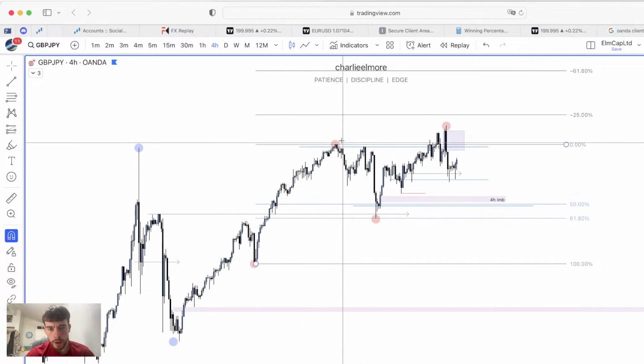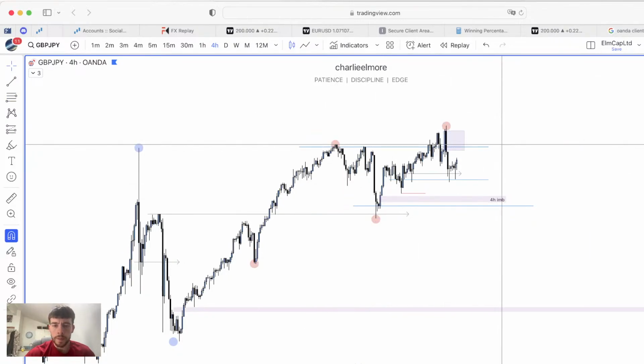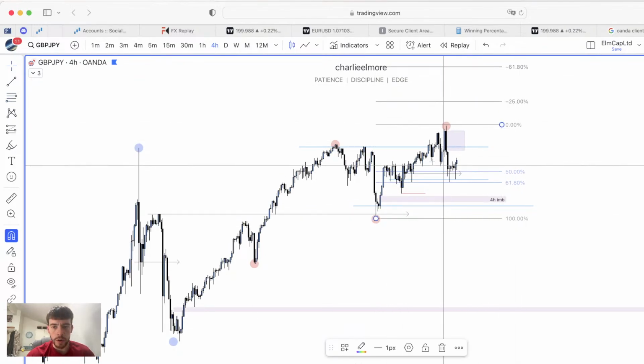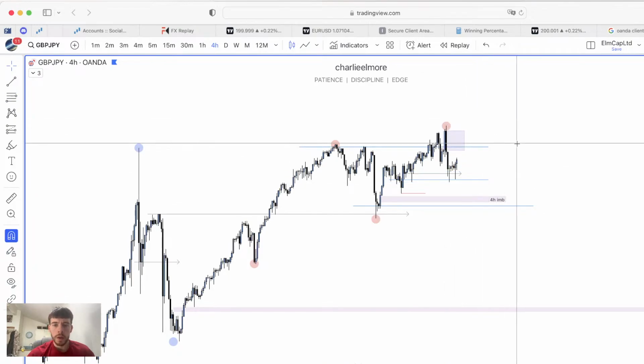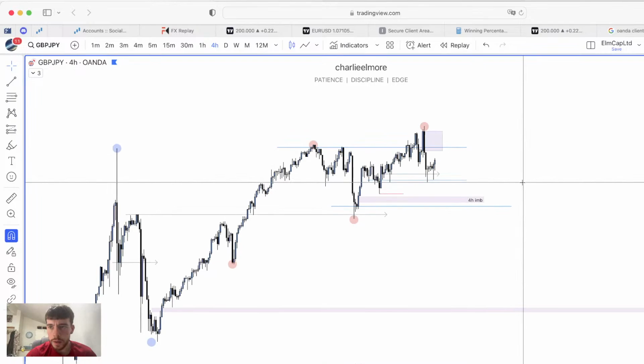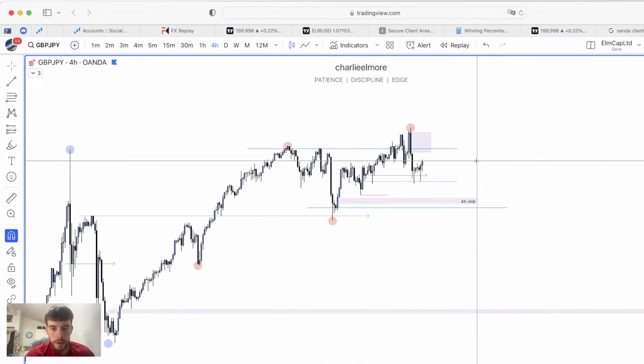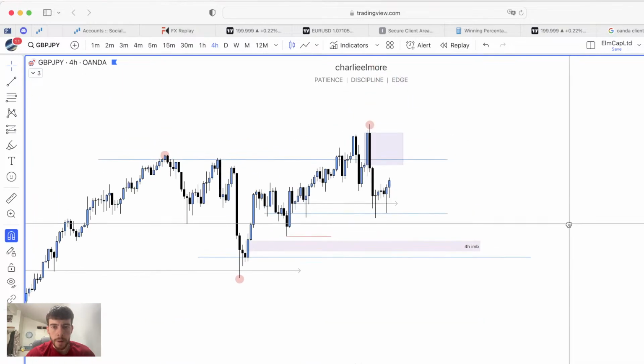You can see price came into the 5618 area, moved away. This then became the new leg from the low to the high. Price came into the 5618 area and now is moving away. So yeah, bullish intentions still on pound yen. That's what I'm seeing at the moment.